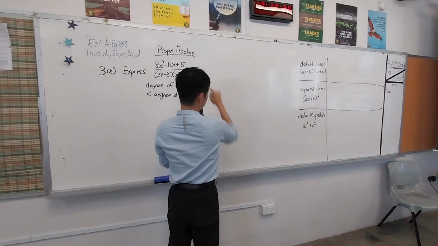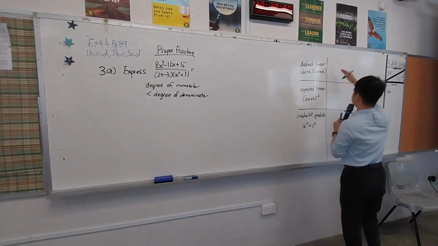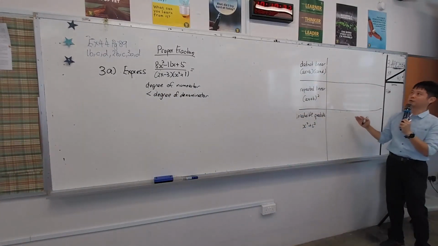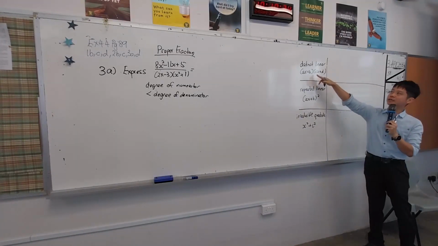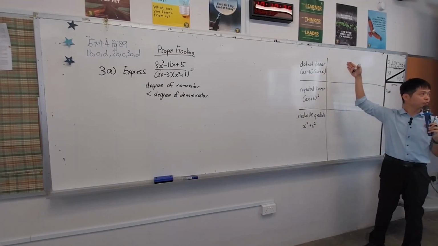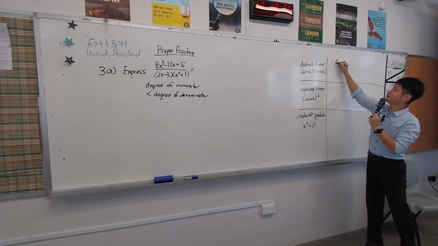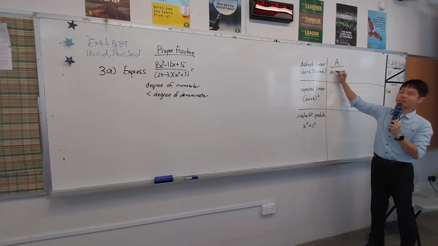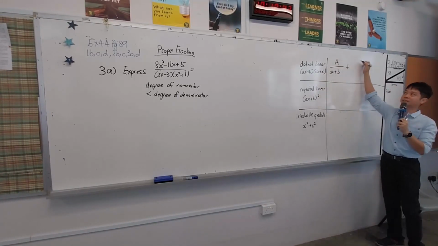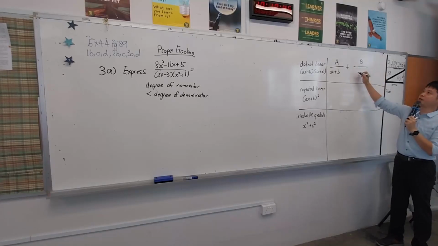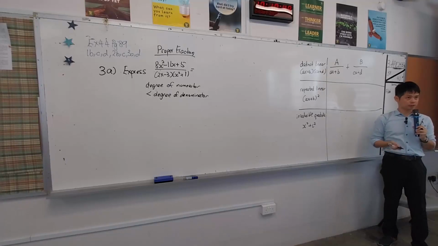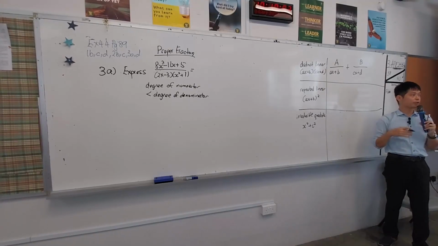So now let's just look at the denominator. Then we have to look at these 3 scenarios. There are only 3 scenarios. So if it's a distinct linear like this, then we will split it into A over ax plus b plus B over cx plus d, whereby A, B are constants. Constants mean they are rational numbers.